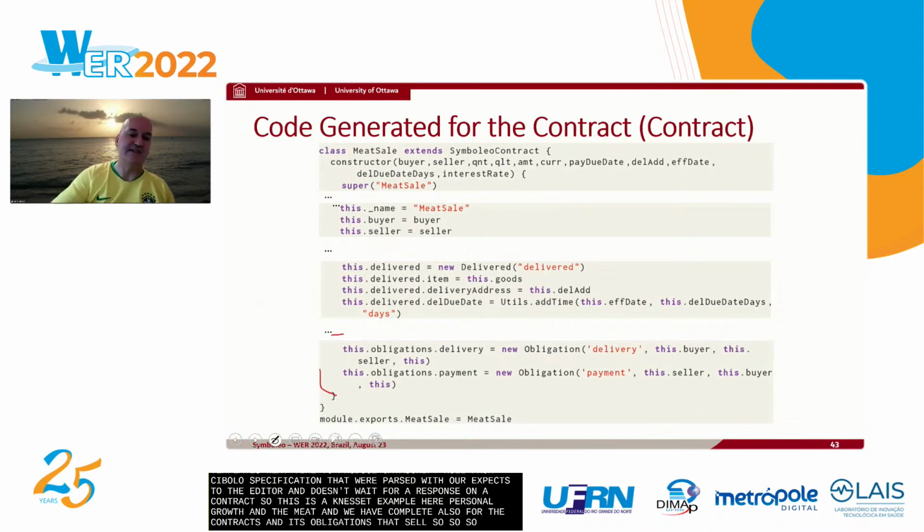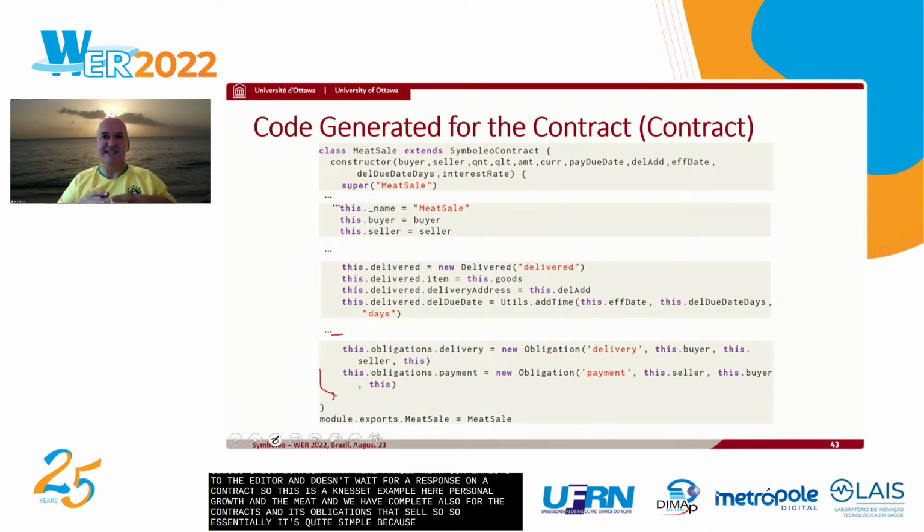So essentially it's quite simple because since we have this library of trusted functions for obligations, powers, assets, events, we simply need to instantiate them now from our specification.